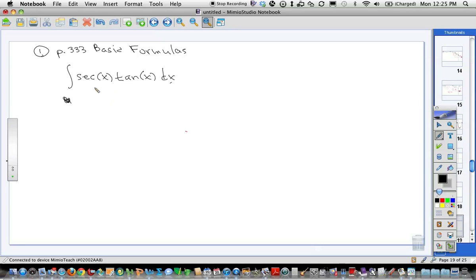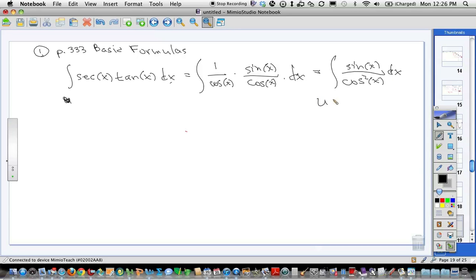If you didn't recognize that, then what a lot of people do on this one is they change everything into sines and cosines. So this would be 1 over cosine x. Tangent would be sine x over cosine x dx. So this would be sine x over cosine squared. And so what would we let u equal here? Let u equal cosine x, the inside of the bottom. The du would equal negative sine x dx.